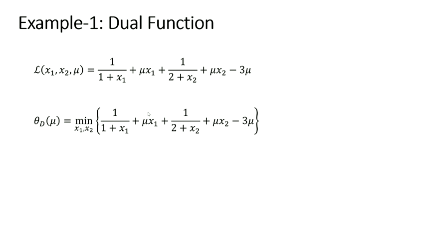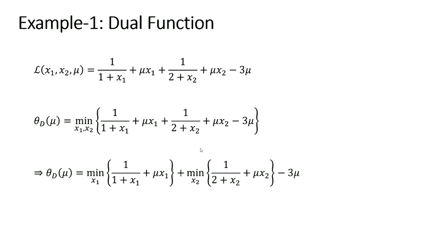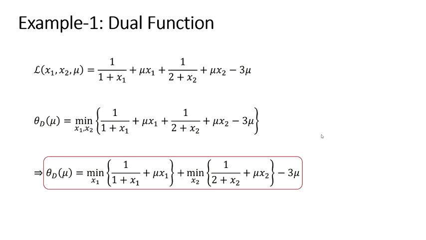Now, it's a good thing that the terms containing x1 and the terms containing x2 we were able to separate. Okay, so this set of two terms contains only x1. So we can minimize this with respect to x1 separately, and likewise, these two terms here we can minimize with respect to x2 separately. And this negative 3 mu arises from x1 plus x2 equals 3, and so this is independent of x. So this is the expression that we have, and so now let's go to the next slide.